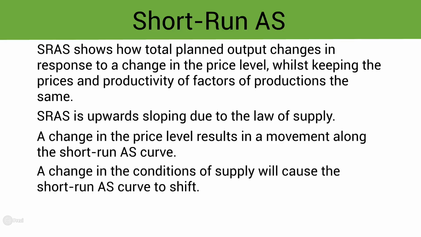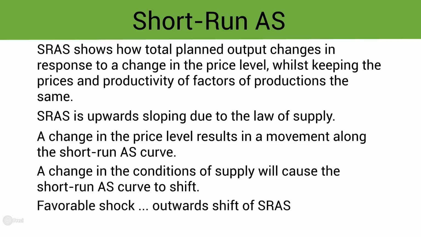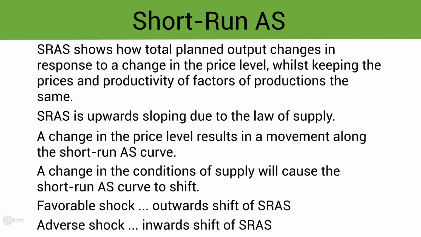A change in the condition of supply will result in the SRAS curve shifting. The change in the condition of supply would have to be a surprise to firms. If firms were expecting there to be a change in the condition of supply, they would already have factored this change into their production processes, and the SRAS curve would incorporate this change. Therefore, in order for there to be a shift, this change needs to be a shock. A favourable change, a shock. A favourable shock will cause an outward shift in the SRAS curve, and an adverse shock would cause the SRAS curve to shift inwards.